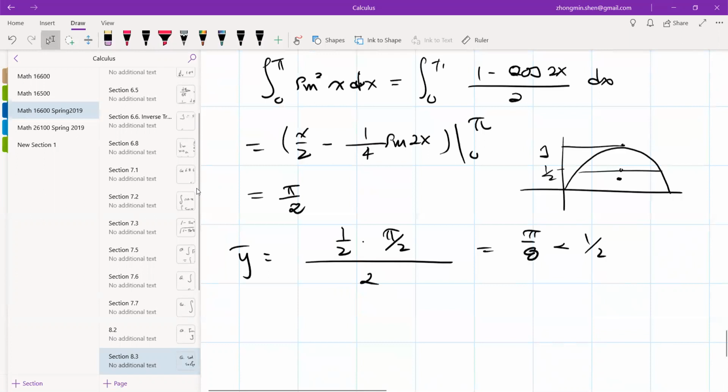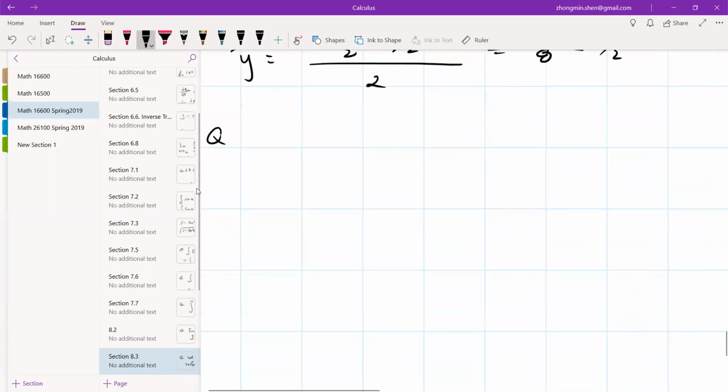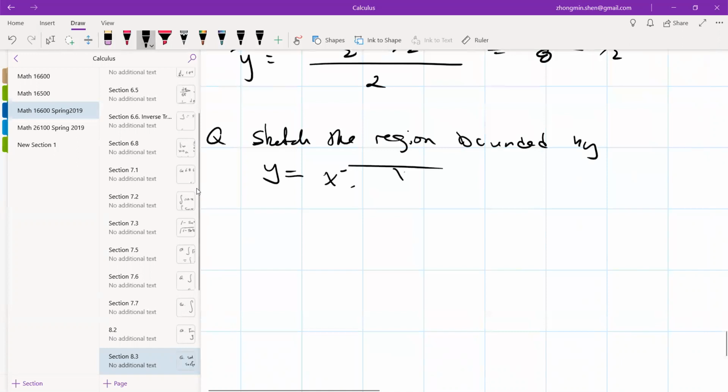Okay, next problem. Sketch the region bounded by the following curves. Y equals x cubed.